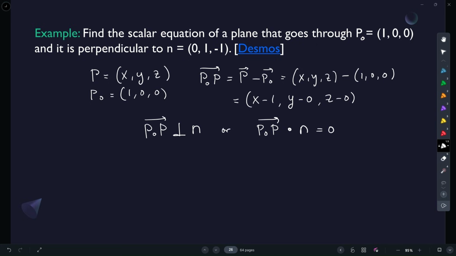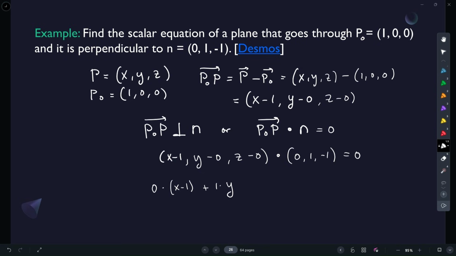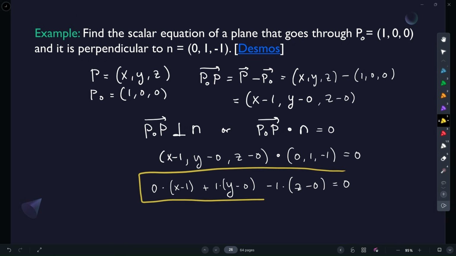And then if we put that in coordinates, that says that x minus 1, y minus 0, z minus 0, dot product with 0, 1, minus 1 has to be 0. And if I expand this, 0 times x minus 1 plus 1 times y minus 0 minus 1 times z minus 0 equals 0, this is what we call the scalar equation of the plane.